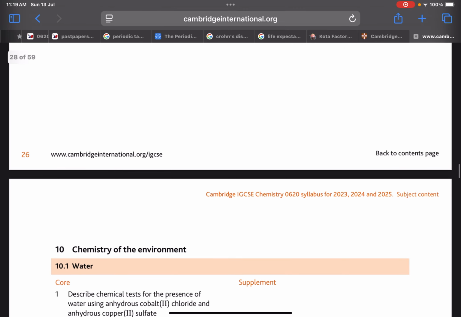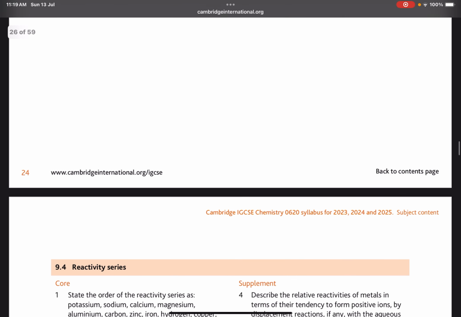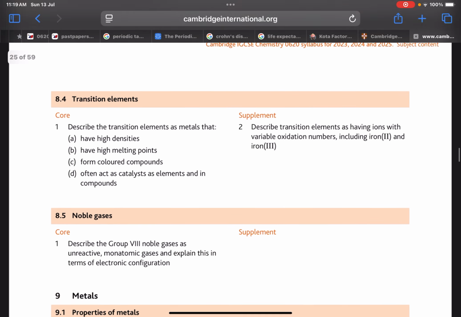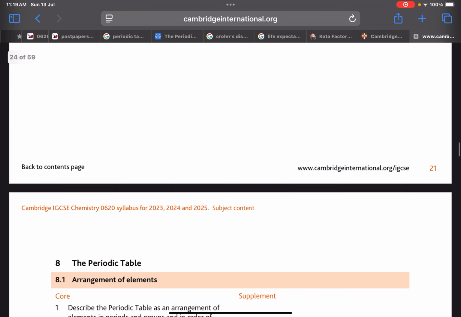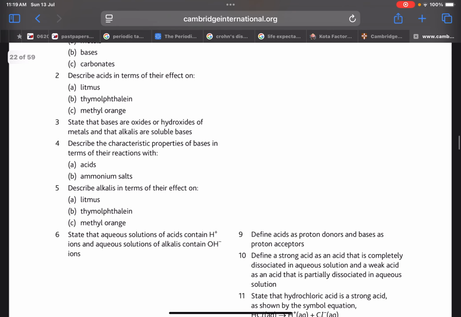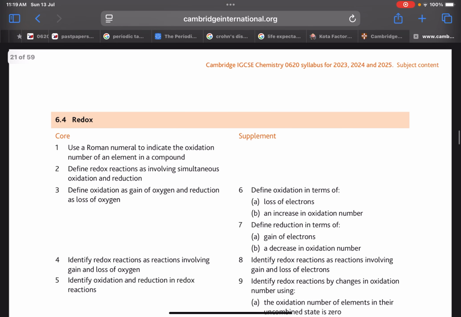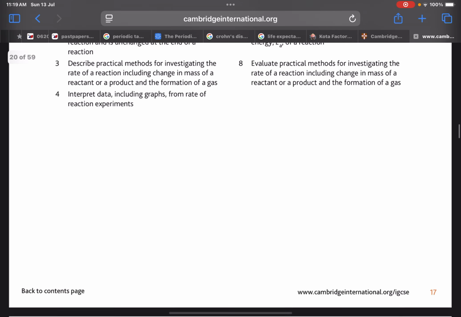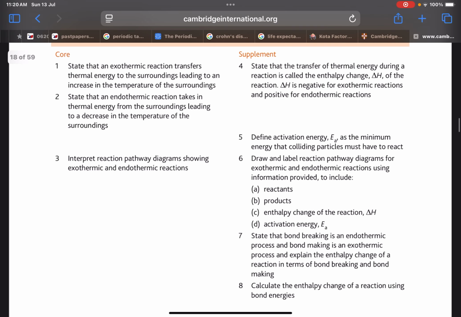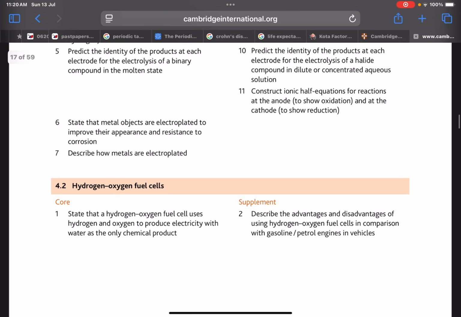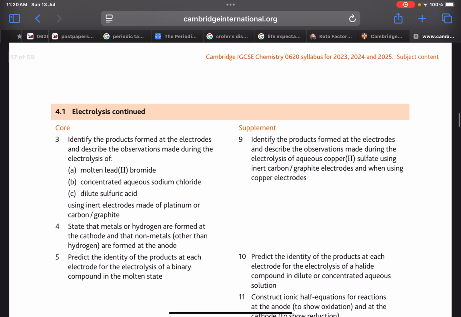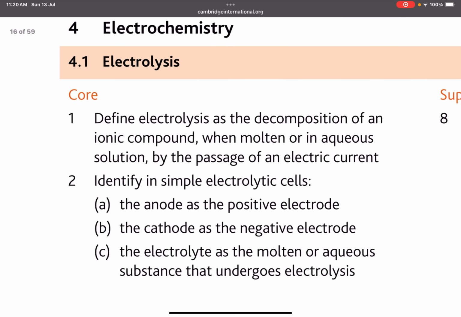So if you go to the electrolysis chapter, this is alloys, transition elements, salts, acid bases, reversible and equilibrium, rates, physical and chemical changes. These are exo, endo. Okay, we have electrolysis over here. Read the first line. Define electrolysis as the decomposition of an ionic compound when molten or in aqueous solution by the passage of electric current. Okay, you've read this definition.